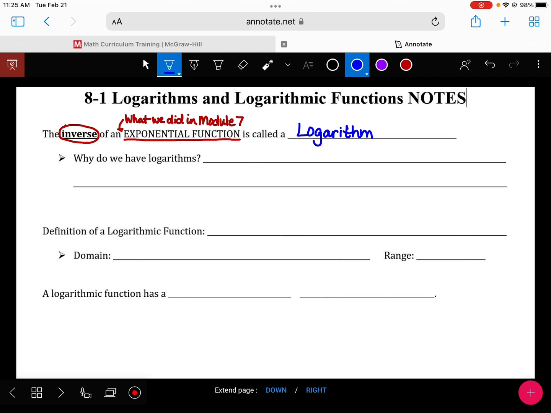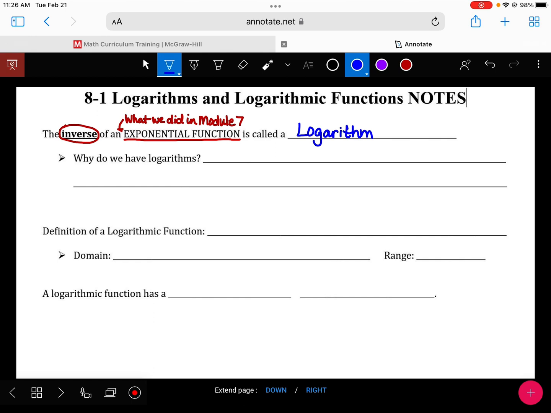Logarithm. It should be spelled just like this, except without the IC. Why do we have logarithms? The whole reason that we have logarithms is so we can find or solve for exponents.